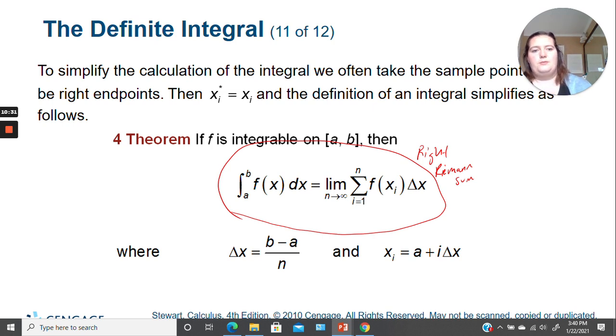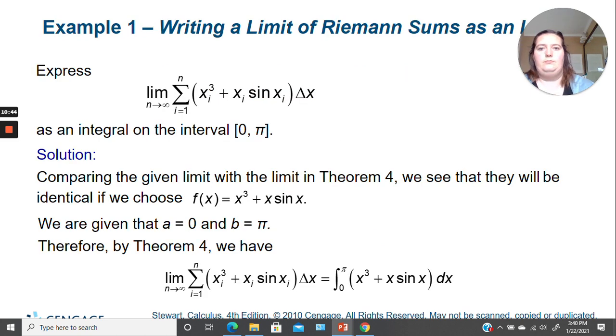So this is probably the most important slide we've had so far. The definite integral, the area under the curve, is equal to the limit as n approaches infinity of your right Riemann sum. Quick example here. Could we express this right Riemann sum in terms of an integral?